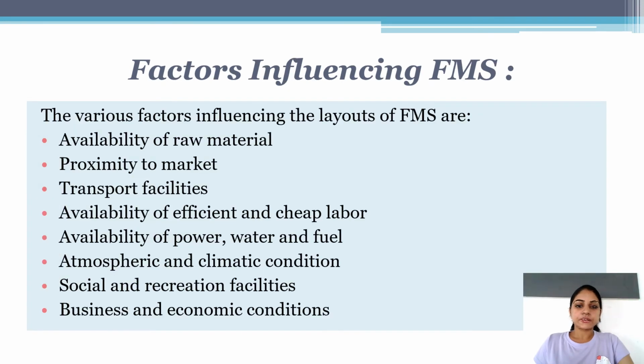So next we'll move into factors influencing FMS. These are the factors that influence FMS, that is availability of raw materials. In order for the production to happen properly, we need proper raw materials. If the raw materials are not available, the manufacturing will not happen properly. Even if one raw material is not available, the production will not be done in an efficient manner. So this factor is one of the main ones that influence the FMS.